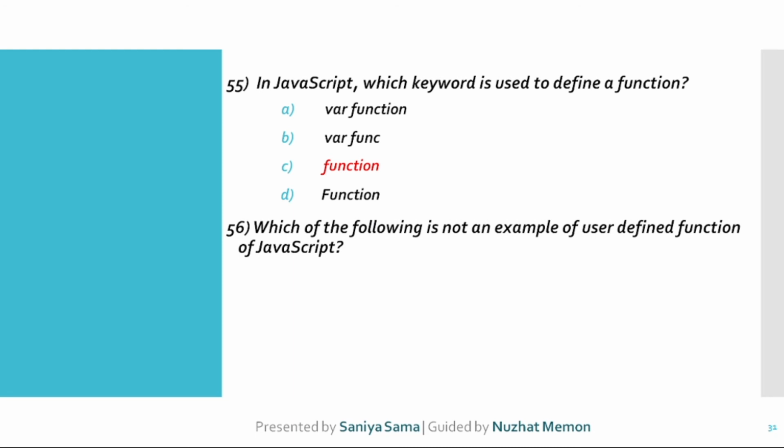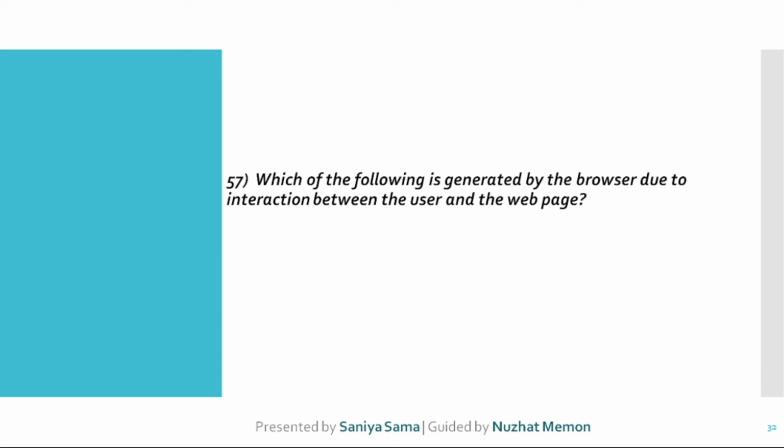56. Which of the following is not an example of user-defined function of JavaScript? Option A add-nos, option B validate form, option C valid form, option D alert. The answer is alert.